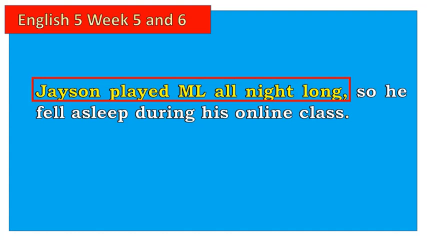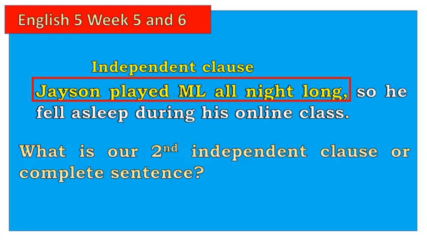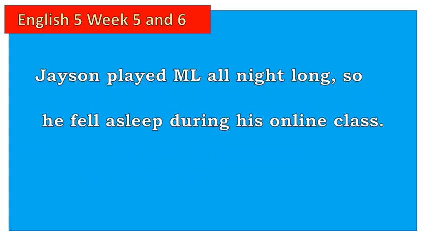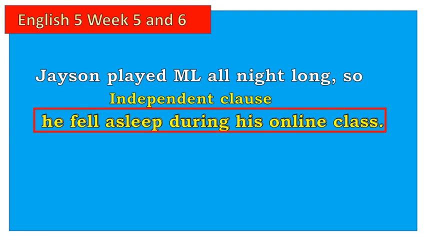So our first independent clause is the one inside the red box. Jason played ML all night long. Independent clause. After we found the first independent clause, what is our second independent clause or the second complete sentence? Let's see again. Correct. He fell asleep during his online class. Again, it has a subject and a predicate. That's why it is also a complete sentence. Independent clause.